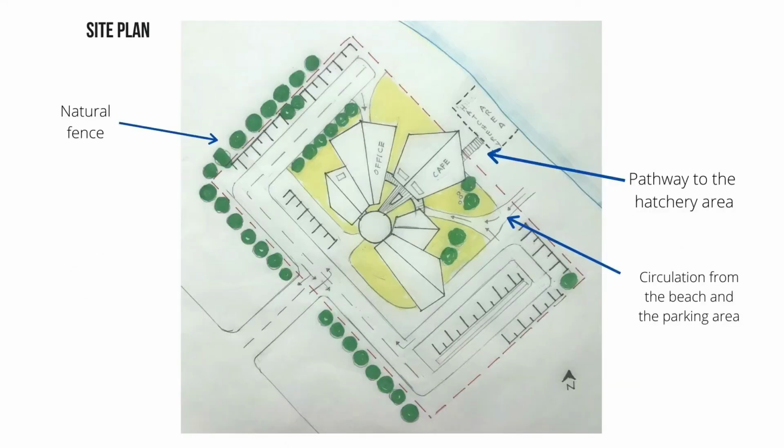Next is the design of my building on the site plan with 40,000 meters squared, including the parking area. You can see I also provide the circulation from the beach and the parking area. For the staff, they can directly go to the office from the back entrance. And I also propose the pathway from the cafeteria to go to the hatchery area at the beach.